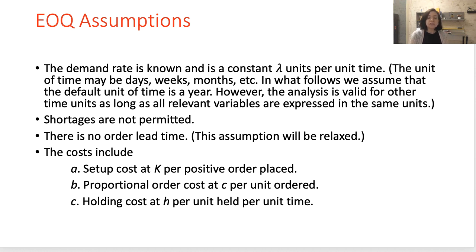Secondly, shortages are not permitted in the EOQ model, and there is no order lead time, but this assumption will be relaxed later. And there are three different costs. The first one is K. It is the setup cost for each order. And the second one is C. It is the order cost per unit ordered. And lastly, there is a holding cost H. It is per unit held per unit time.